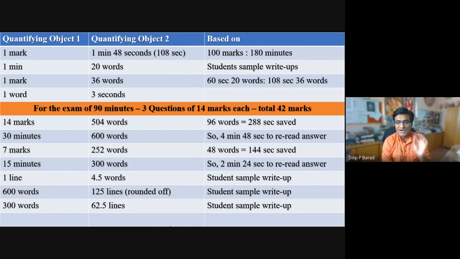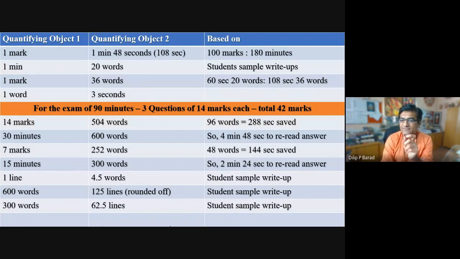But for 14 marks, you have to write 504 words. So what you are saving, 96 words you are saving here. So your saving is almost 288 seconds. When you write in 30 minutes for 14 marks, you save 288 seconds. That comes to 4 minutes and 48 seconds.